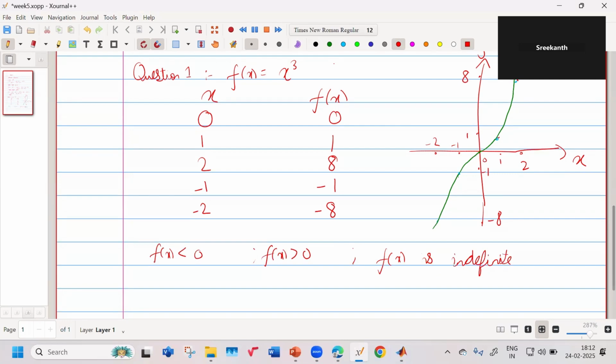But there is a condition when f of x can be said to be positive definite. If we say that my range of x is between 0 to plus infinity, then what can we say? We can say f of x is always greater than 0 in this range. So in this range, my f of x is positive definite.